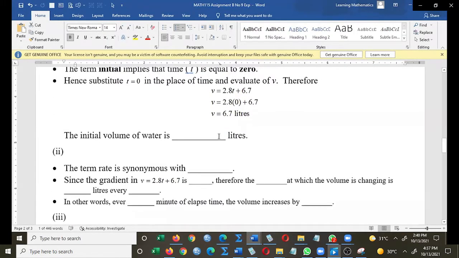So here let's complete it. Hence, or therefore, the initial volume of water is 6.7 liters. The term rate is synonymous with the word, what we said again, gradient. The gradient.